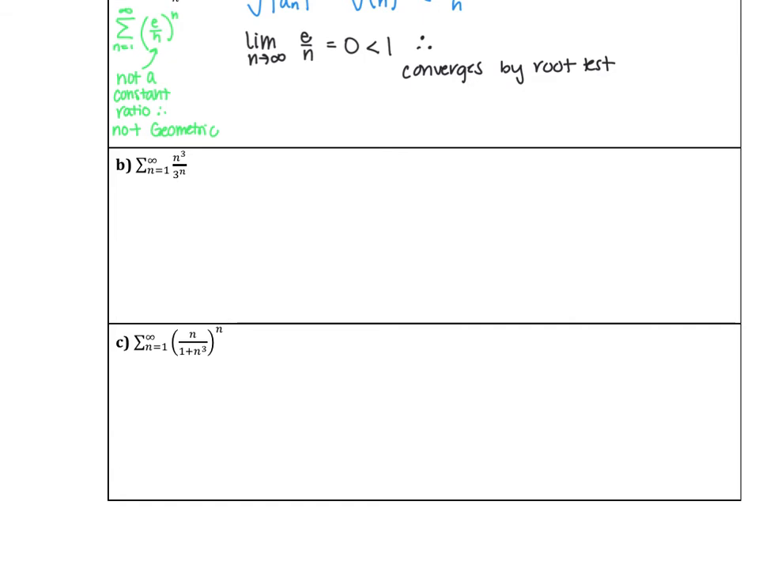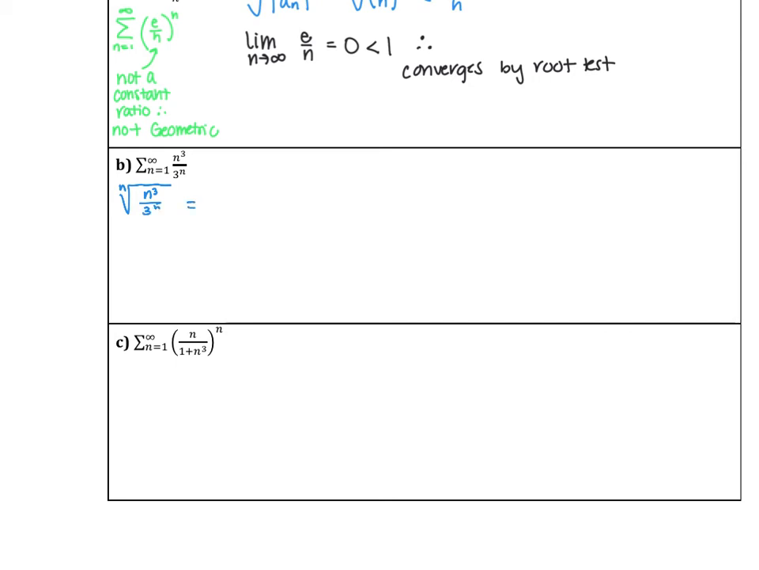This one fits the pattern of what we did before with the ratio test, and in fact I'm going to show you that I think the ratio test might be better for this, but that we can still use the root test. So the root test says that I'm going to go ahead and take the nth root of n cubed over 3 to the n.